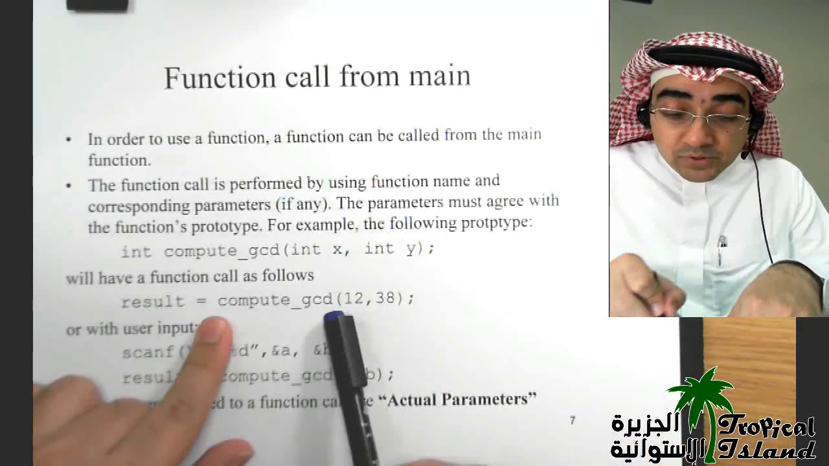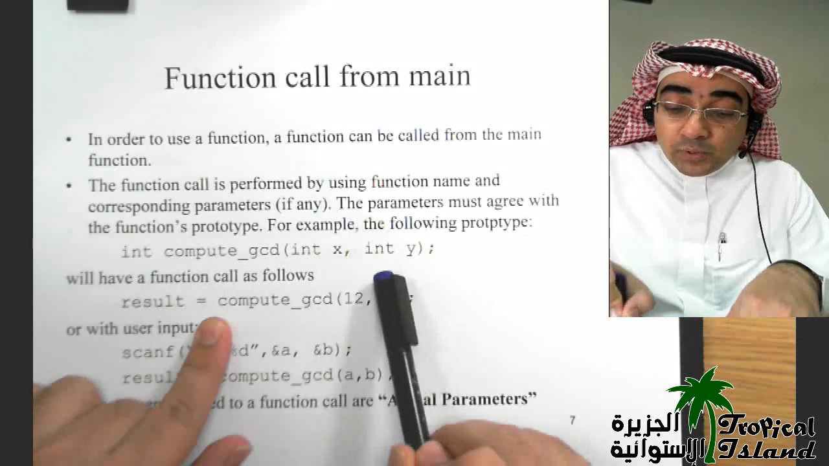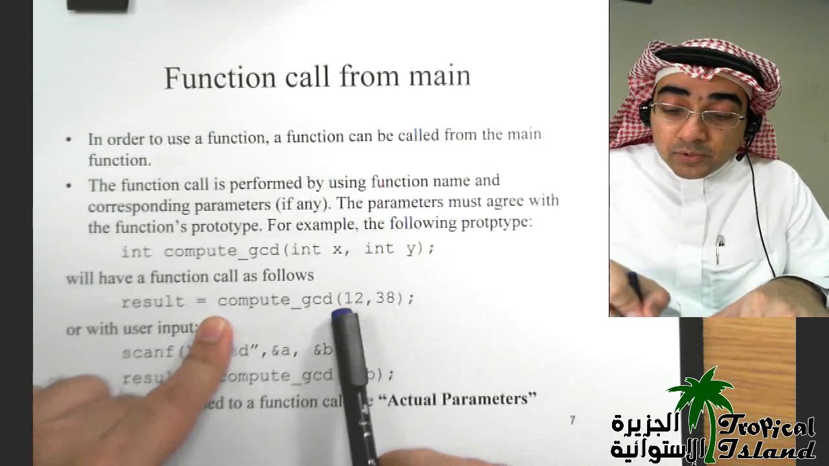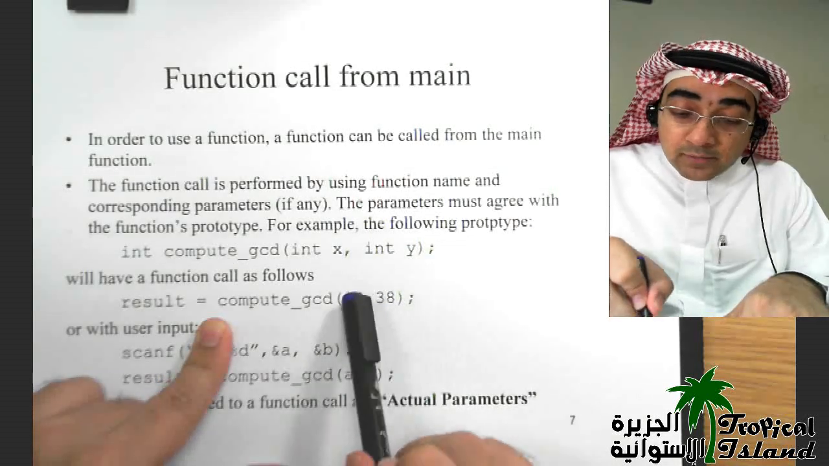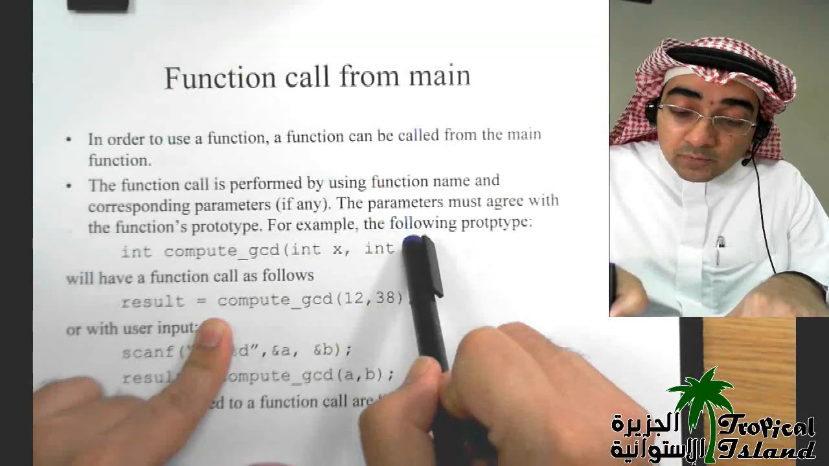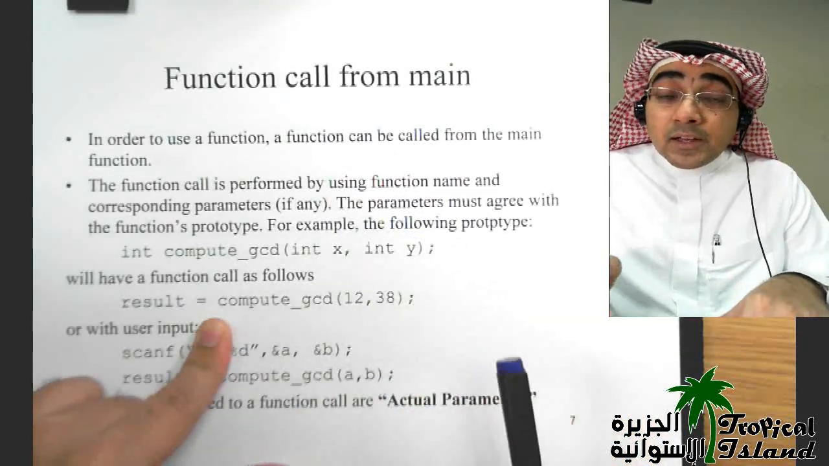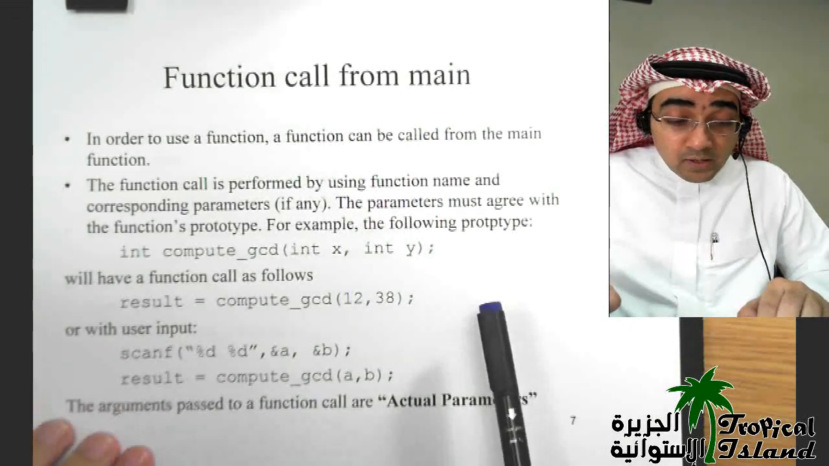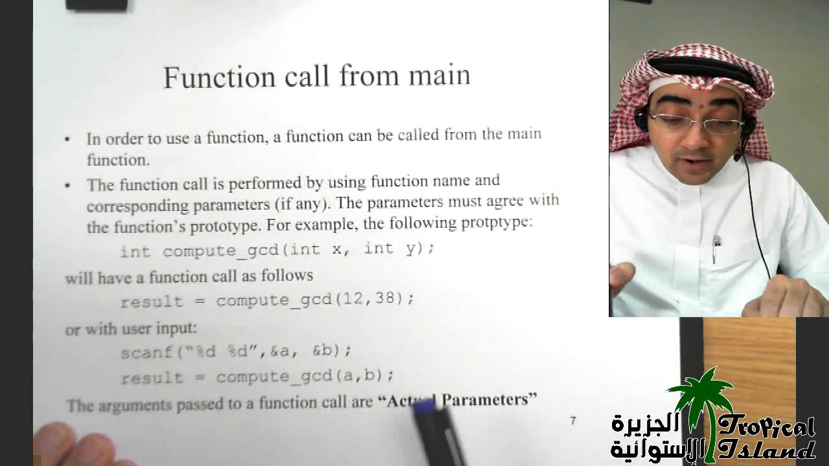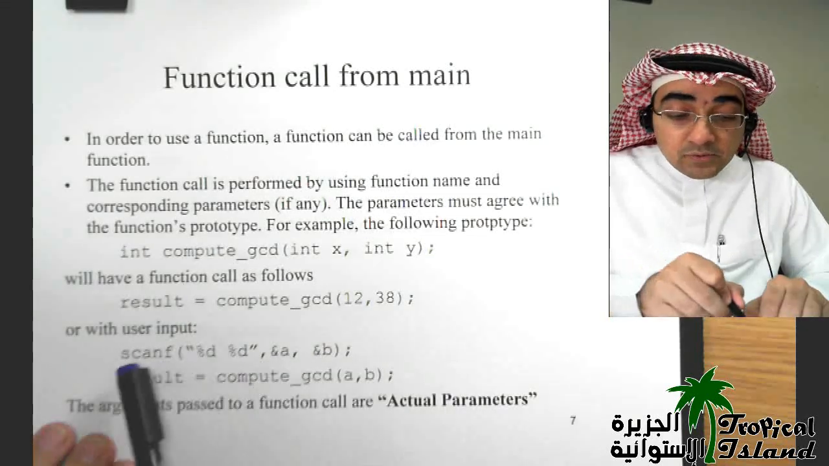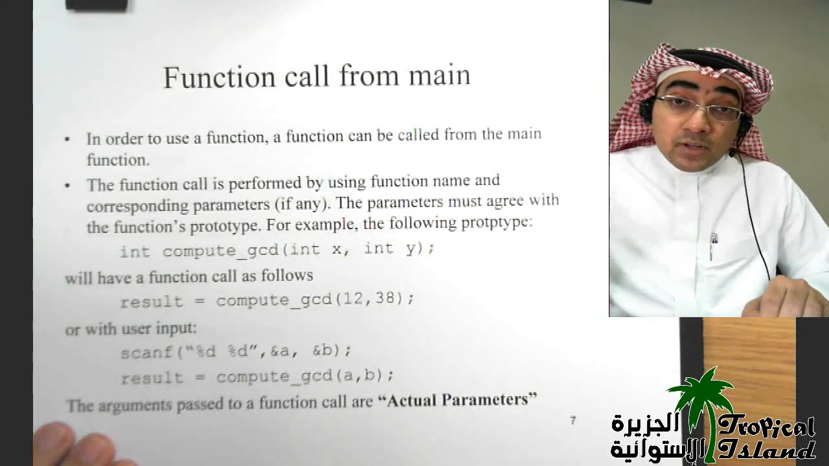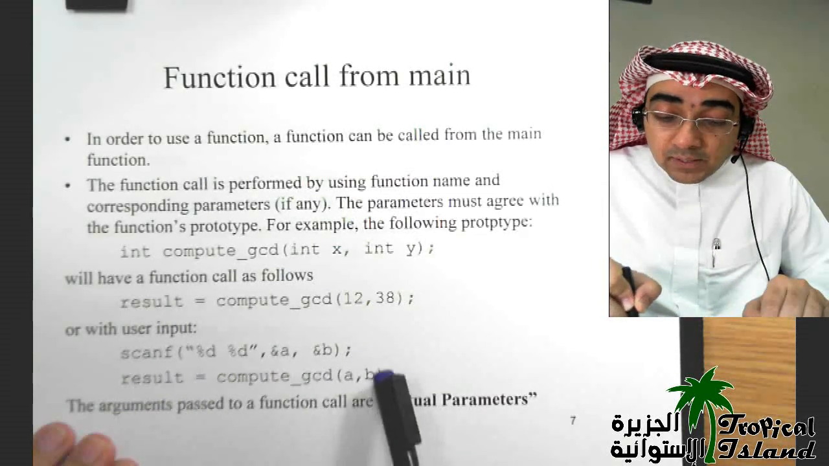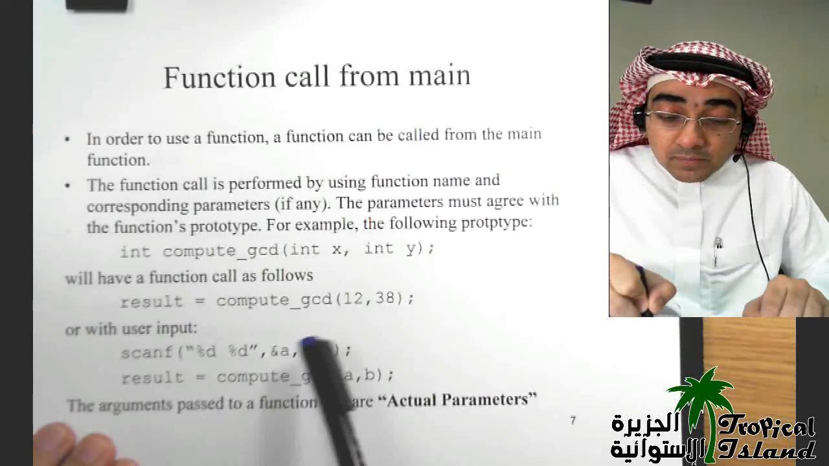And you say result is equal to compute GCD, so you put the function name, and in between brackets you put the values that you want to pass to it. Okay, so if you put 12 and 38, you're actually passing 12 to the first input and 38 to the second input, so that it calculates the GCD for you for these two numbers, the greatest common divisor. Or you can declare variables like a and b, and then you scanf the variables from the user, so the user enters two numbers for you, and then you can call result equals compute GCD a and b, and between brackets you put a and b, the variables that you want to pass.